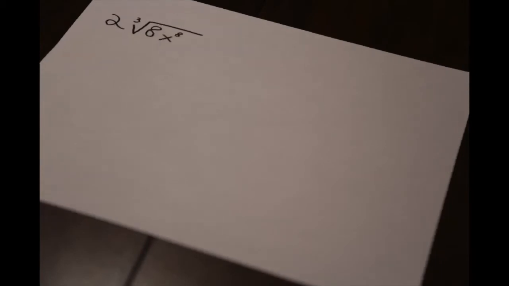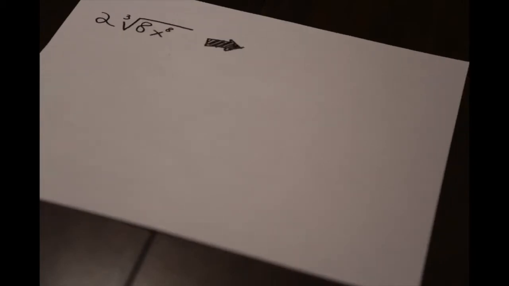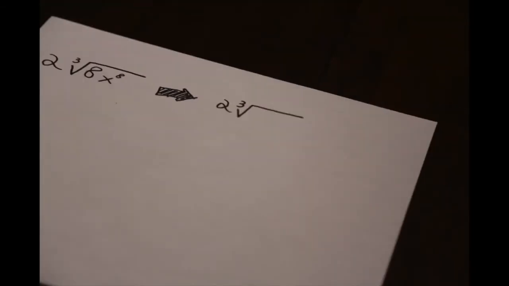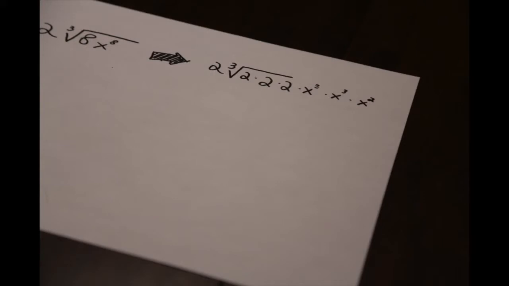Okay, for the next problem, we have 2 cube root 8x to the 8th power. And what we're going to do is, since this is a really big problem, we're going to break it up into 2 cube root 2 times 2 times 2 times 2 times x to the 3rd power times x to the 3rd power times x squared.